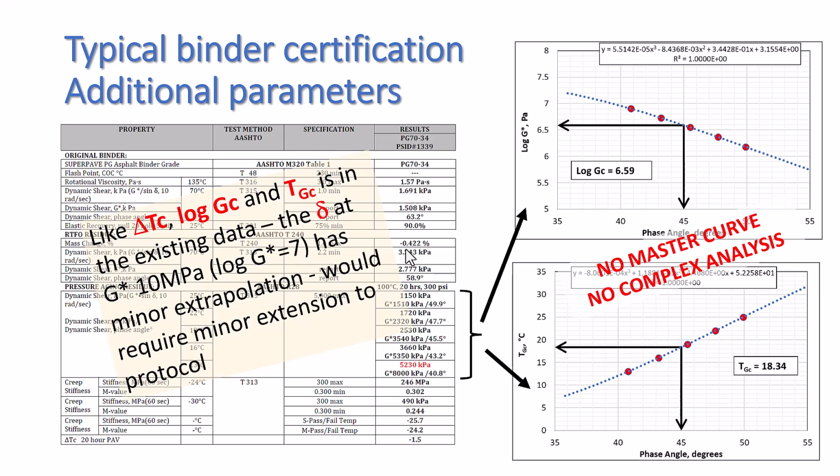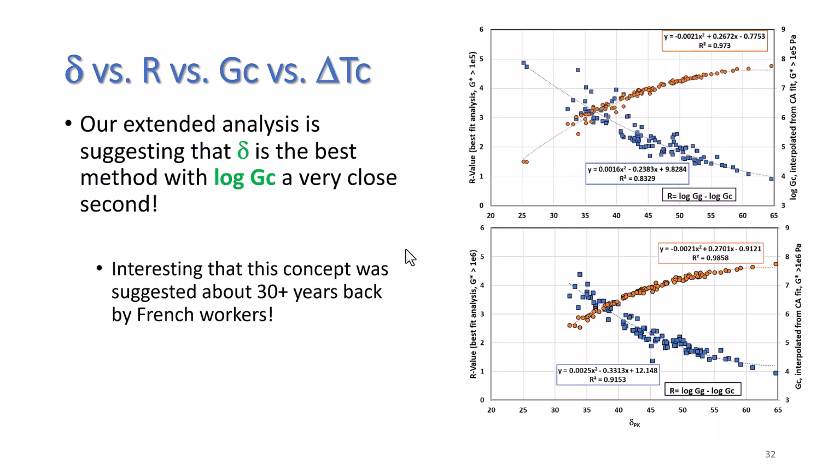Very simple to do. So looking at this and looking at the summary for these four shape parameters, we have the phase angle versus the R value versus the crossover modulus versus the delta TC. Our view is that the phase angle is the best method. The log of the crossover modulus is a very close second. But really, we should be as an industry trying to coalesce around one method.